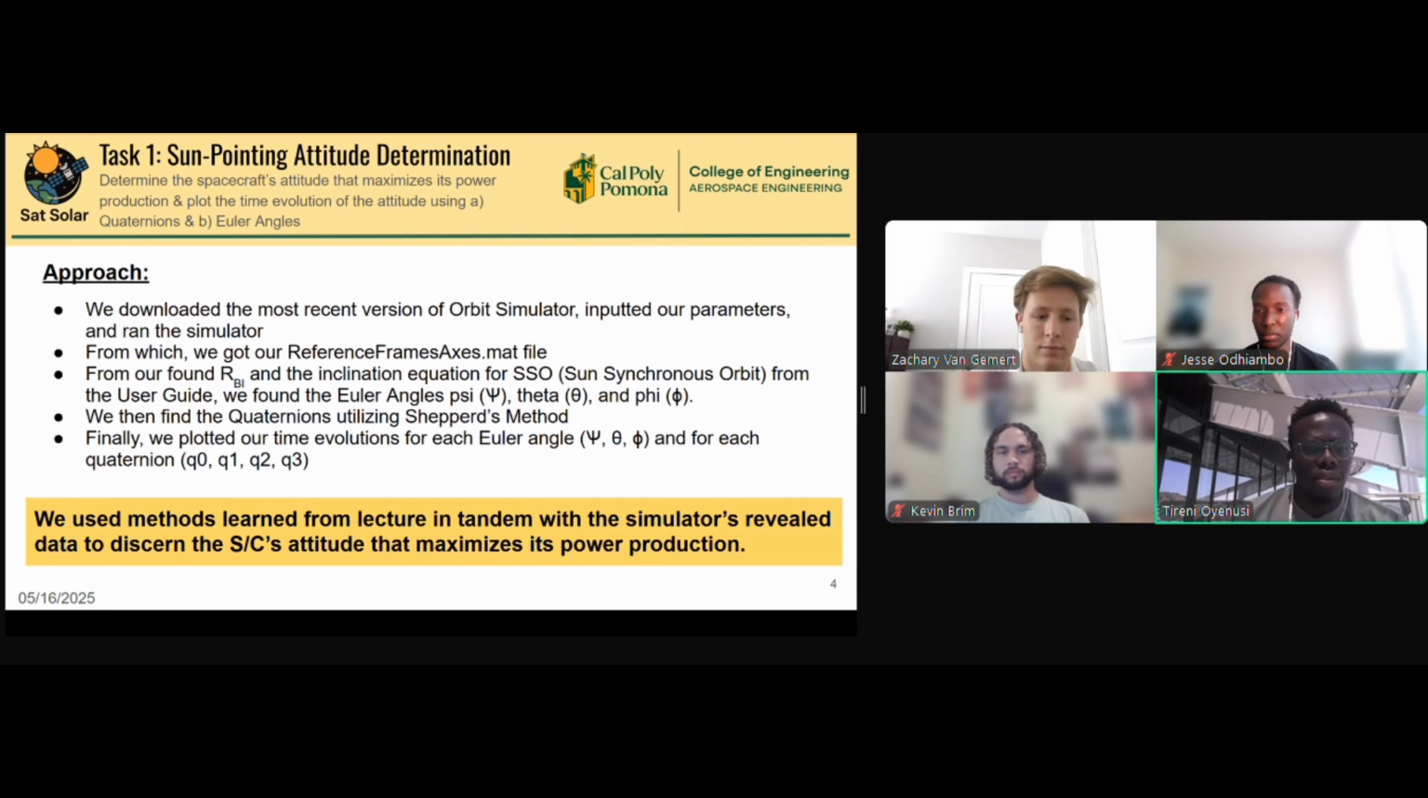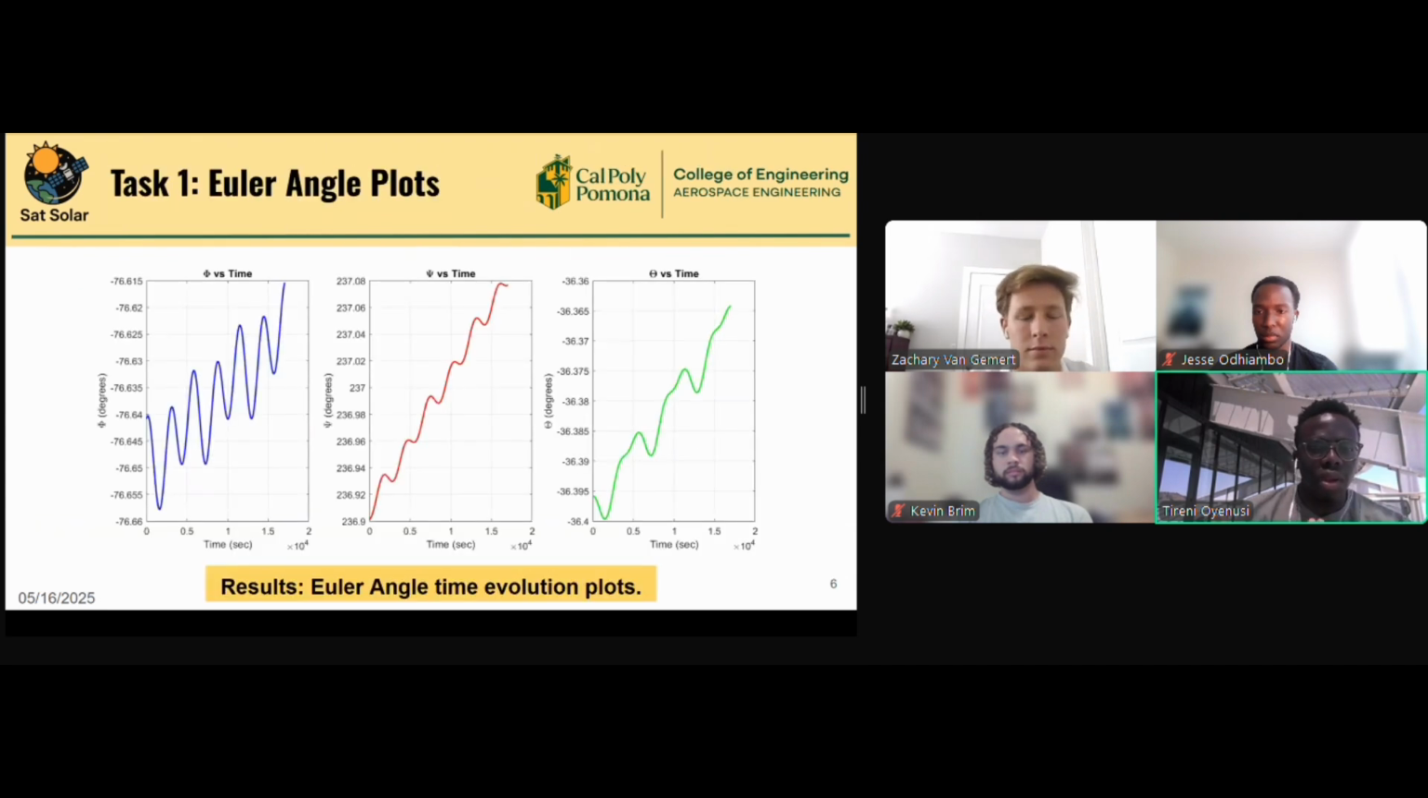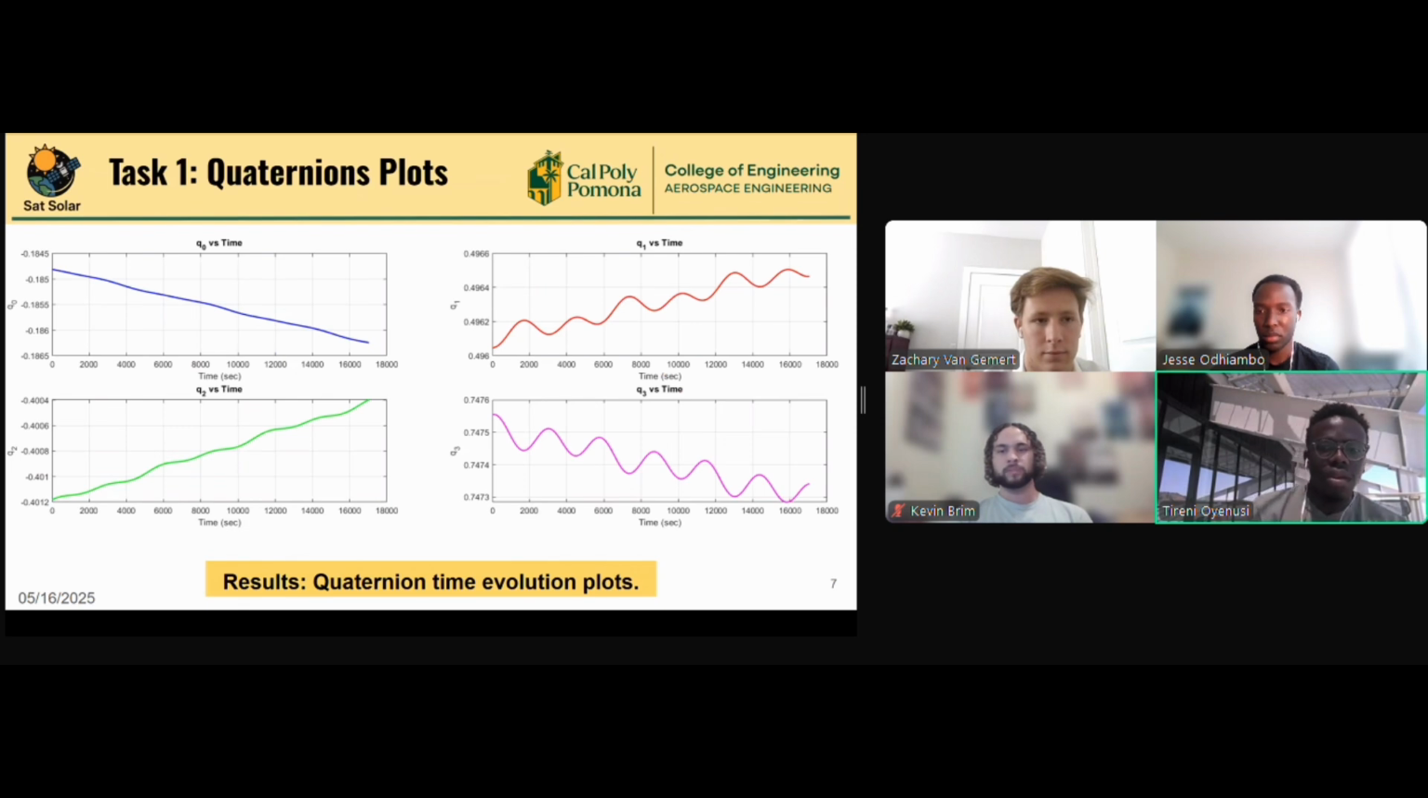Next slide, please. So these are some of the equations we use, as we see some of the RBI equations from lecture and also the inclination equation from the user guide. Next slide, please. And yeah, we see our Euler angle time evolution plots. We see phi, psi, and theta on this one. And then on the next slide, we're going to see our quaternion plots right here, Q0, Q1, Q2, and Q3.